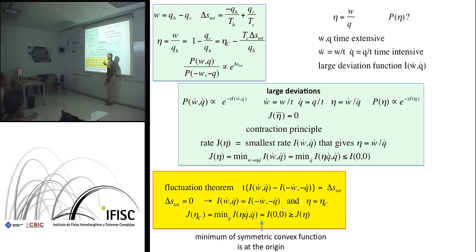And then I told you about the contraction principle. What is a large deviation function for eta? It's the minimum of the large deviation function of these two variables, which produce eta. But the minimum of this is smaller than one of the values, and one of the values of this function is when q dot is zero, it's I of zero, zero. But if I is a symmetric function, then this is the minimum, and so I can show that the large deviation function at Carnot efficiency is the least probable. Okay. So I realized it was a little bit fast here, and I don't want to go over time.